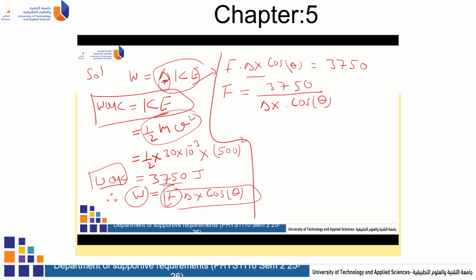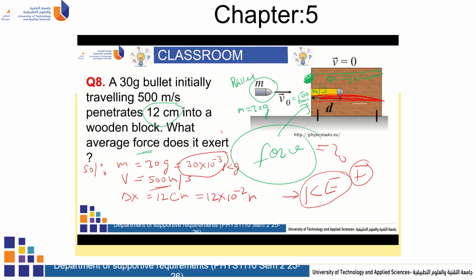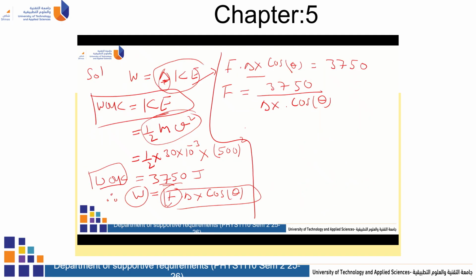If I go back to the figure, this is a bullet, and this is the direction of the displacement. It is moving in this direction, and it is hitting the wooden surface here. So this is the direction of the force. Here the direction of the force and the direction of the displacement are parallel, so they have the angle of 0. So here I will keep the value 0 degree.